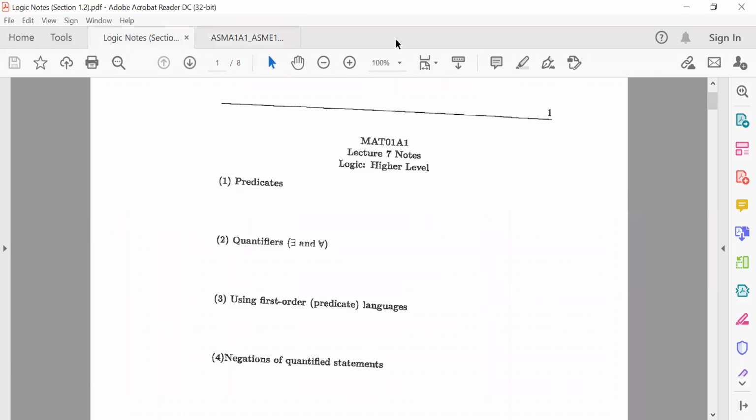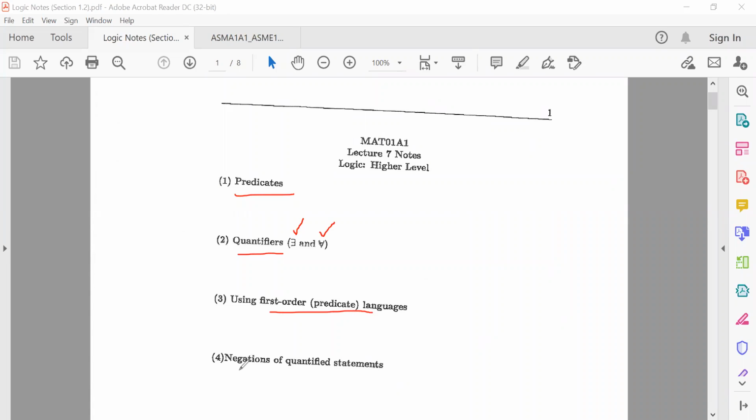All right, so today we're going to be discussing higher level logic. And normally when I talk of higher level logic, the first thing that comes to mind is predicates. So we're going to discuss what predicates are. We discuss quantifiers. We're going to talk of just two types for now, existential and universal quantifiers. And then we're going to see how we can use first order languages, which are predicate.